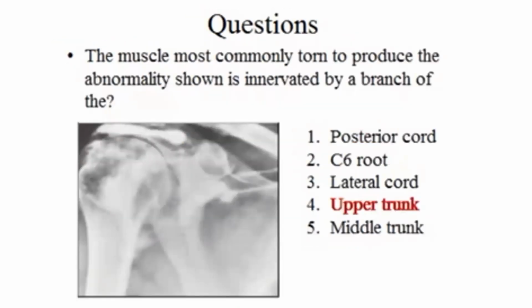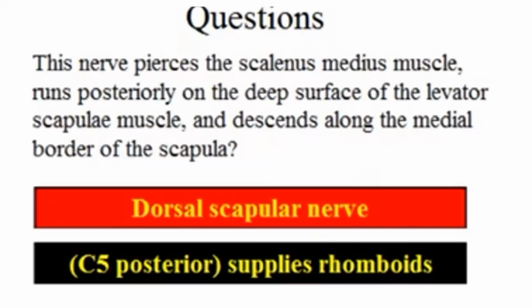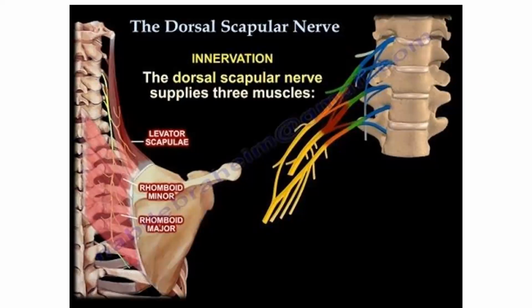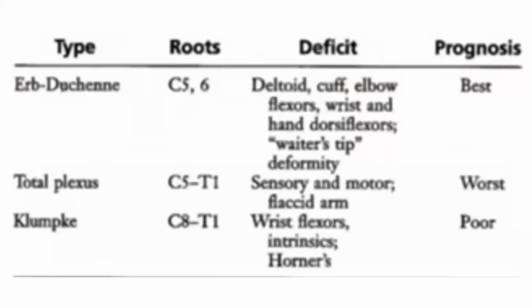You have to know that the muscle most commonly torn to produce the abnormality shown is innervated by the upper trunk. It's to tell you that C5, C6 is what has led to this. This nerve passes the scalenus. It's the dorsal scapular nerve, which we've spoken so much about, that supplies the rhomboids major and minor. You have to know the dorsal scapular nerve. What does it supply? It supplies the levator scapulae and the rhomboids minor and major. This you have to know.